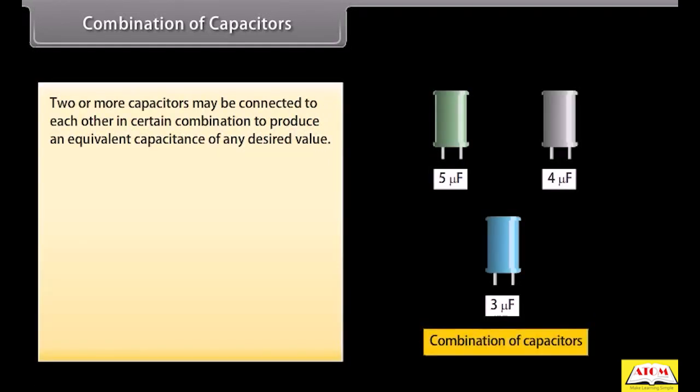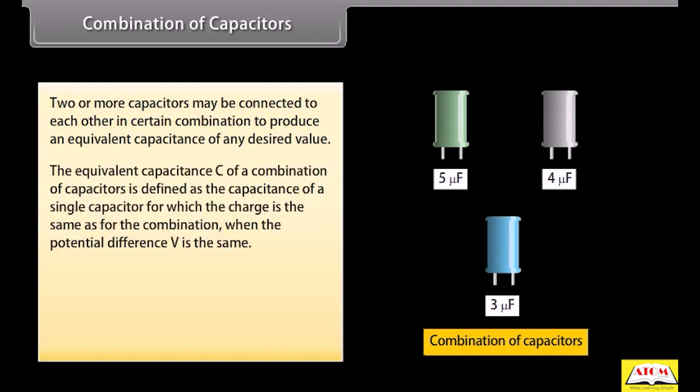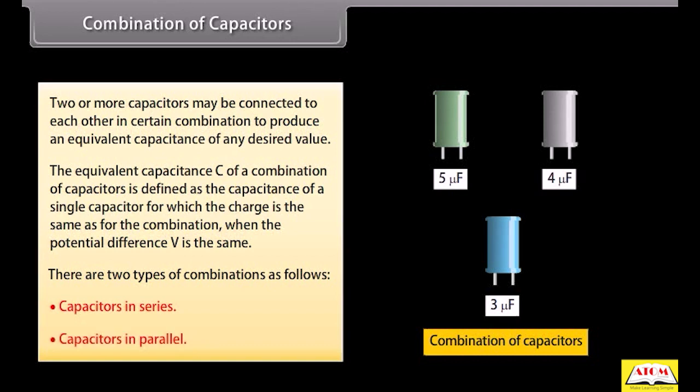Combination of capacitors. Two or more capacitors may be connected to each other in certain combinations to produce an equivalent capacitance of any desired value. The equivalent capacitance C of a combination of capacitors is defined as the capacitance of a single capacitor for which the charge is the same as for the combination, when the potential difference V is the same. There are two types of combinations as follows. Capacitors in series and capacitors in parallel.